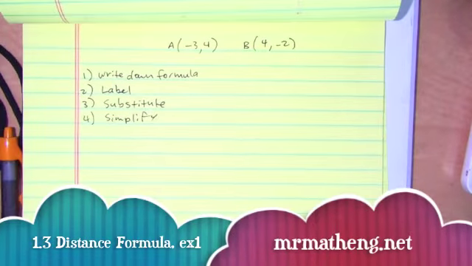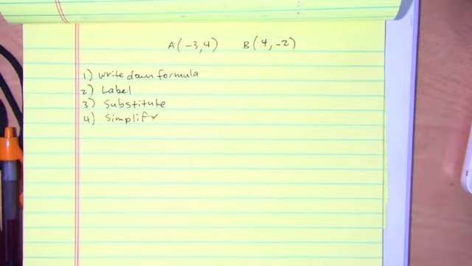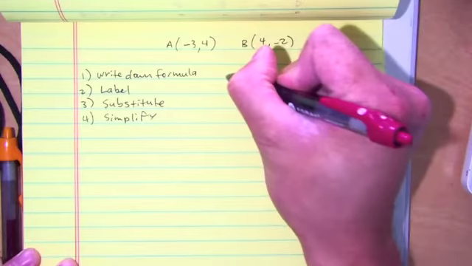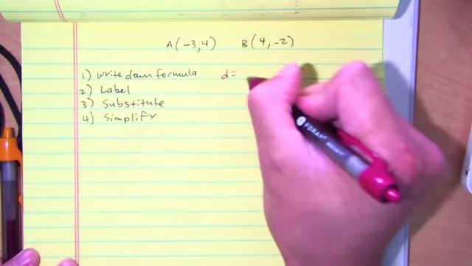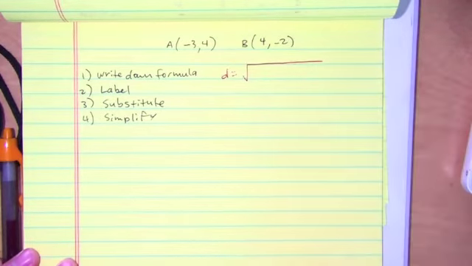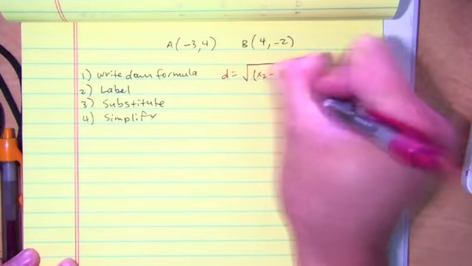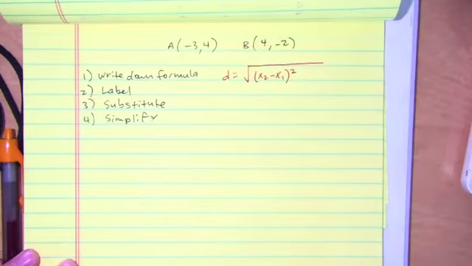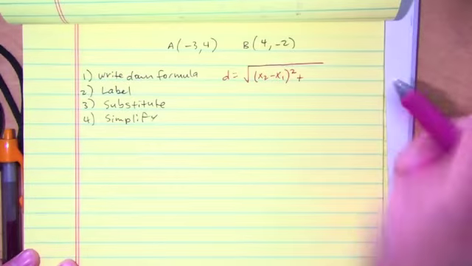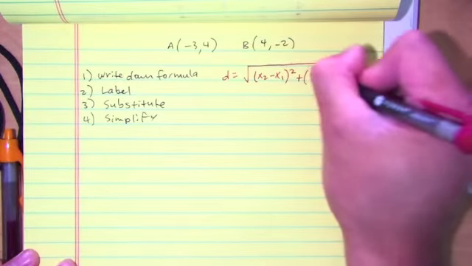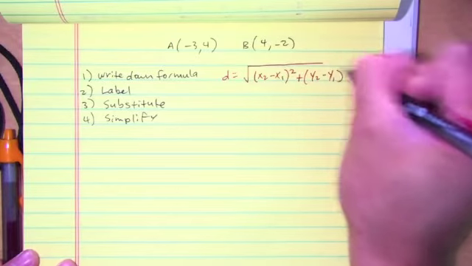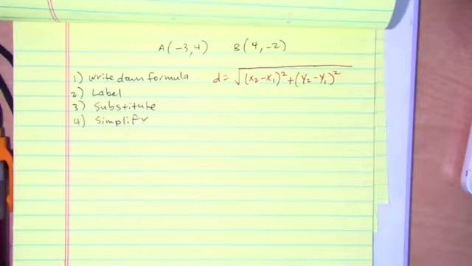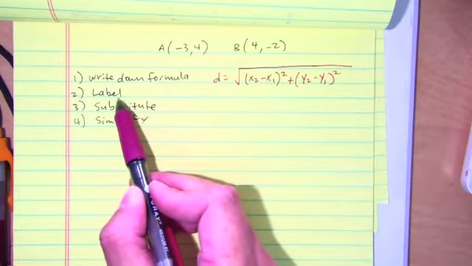All right. So class, the first thing we're going to do is write down the formula. Class, what is the distance formula? So D equals square root of x2 minus x1 squared. What's next, class? Plus y2 minus y1 squared. So that is the distance formula. Thank you.